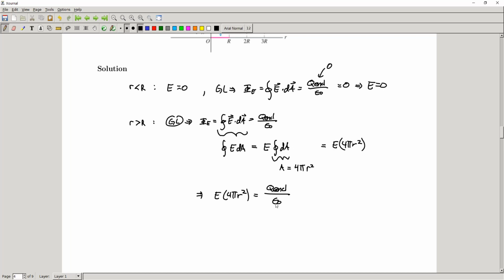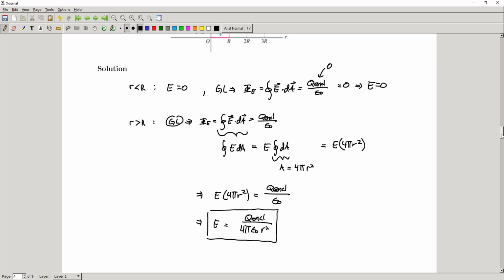And this is basically it, right? We're just going to divide through, and we're going to end up with the electric field. The magnitude of the electric field is going to be equal to Q enclosed over 4 pi, and I can rearrange it to look more like that of a point charge, 4 pi epsilon naught r squared, right? And so what did we regain here? Well, we regained the electric field of a point charge, right?